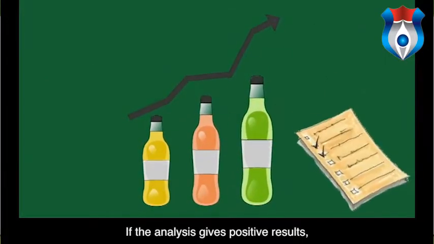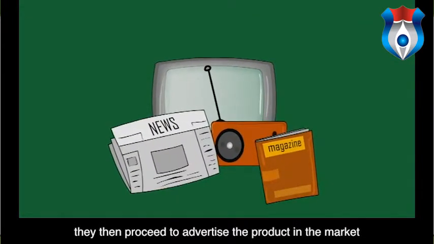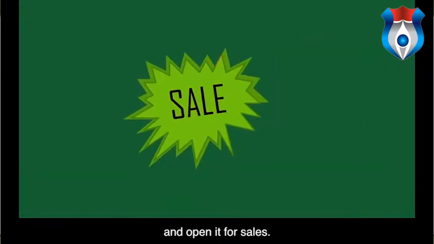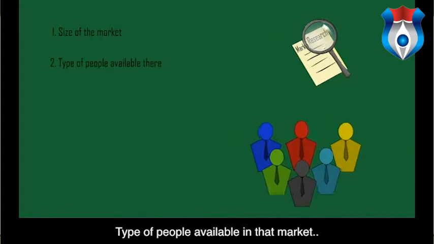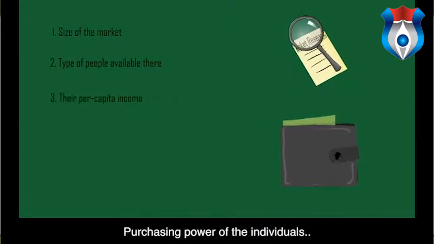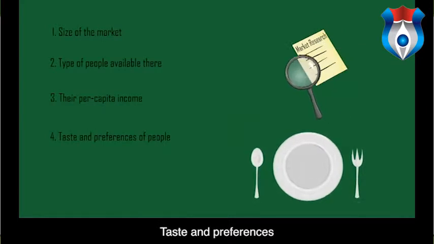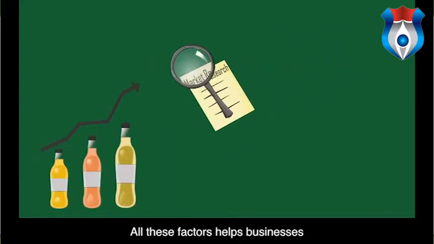If the analysis gives positive results, they then proceed to advertise the product in the market, and open it for sales. Market research also helps business with the following information: size of the market, type of people available in that market, purchasing power of the individuals, taste and preferences, and their cultural background. All these factors help businesses to estimate the selling.